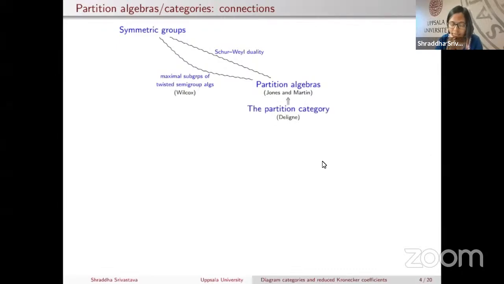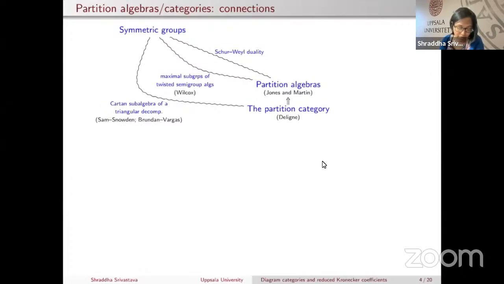Deligne constructed a category which depends on a complex number, and it interpolates the representation categories of symmetric groups. It is now called Deligne's category for symmetric groups. The construction of Deligne's category goes via the partition category, which is nice in the sense that by studying the representation theory of the partition category, we can study the partition algebras all at once. I'll make clear what I mean by that in later slides.